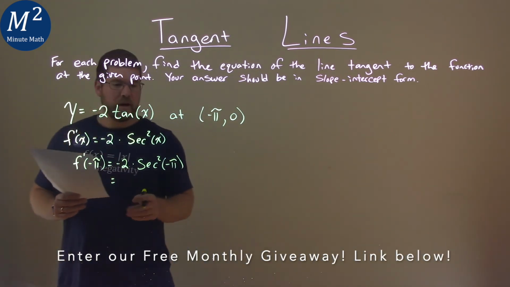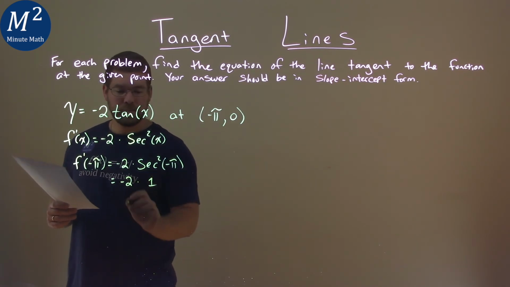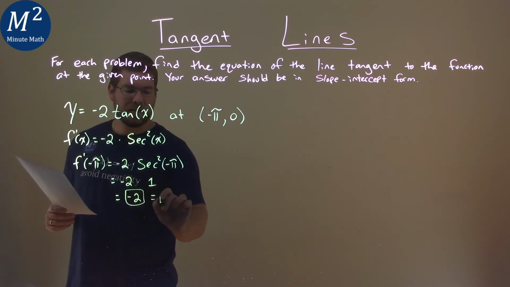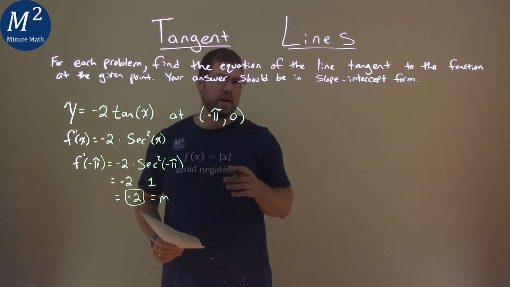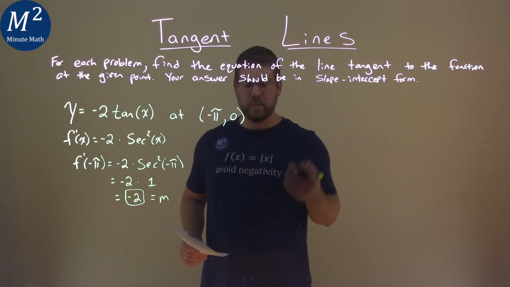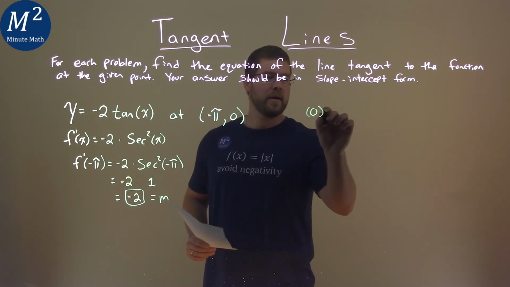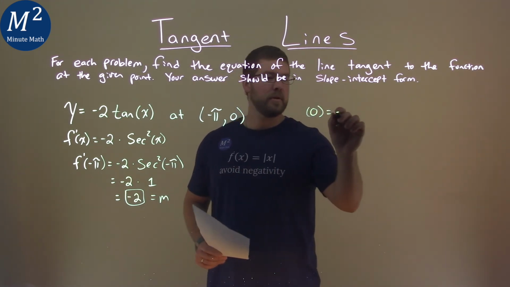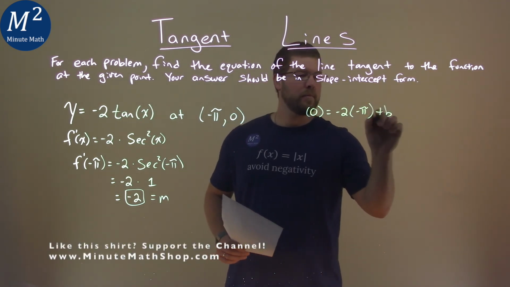Well, secant squared of negative pi is 1. So we have negative 2 times 1, and negative 2 times 1 is negative 2. And that's our slope right there, negative 2. But we also have to find our b value, y equals mx plus b. So we use our coordinate point here, 0 for the y, is equal to our slope, negative 2, times the x value, negative pi, plus b.